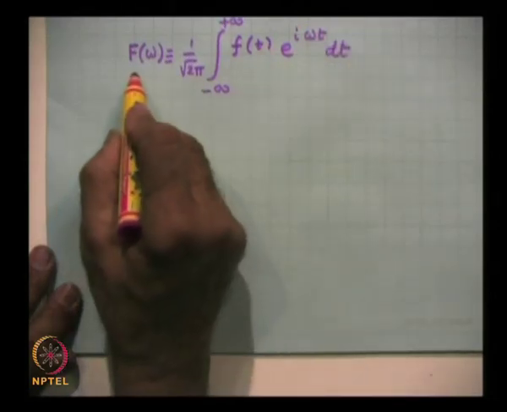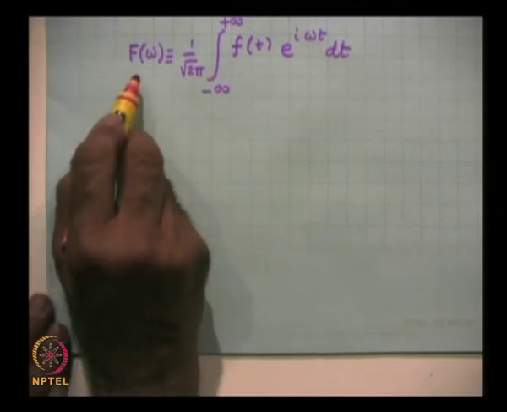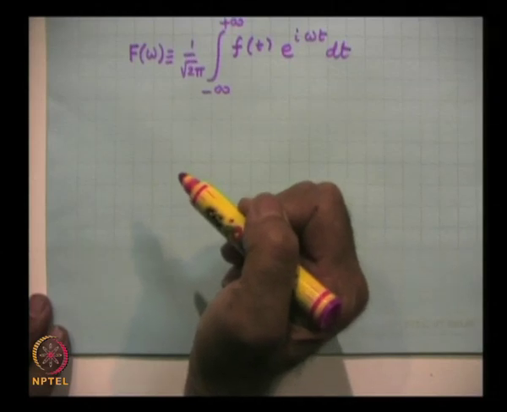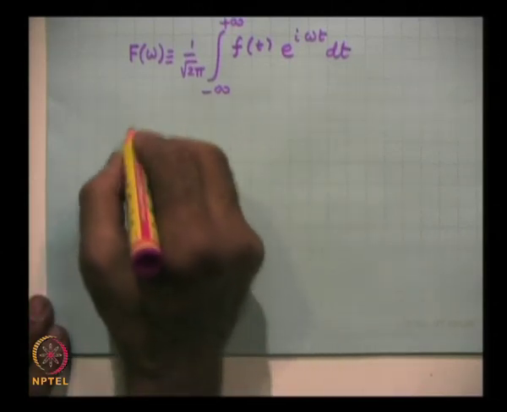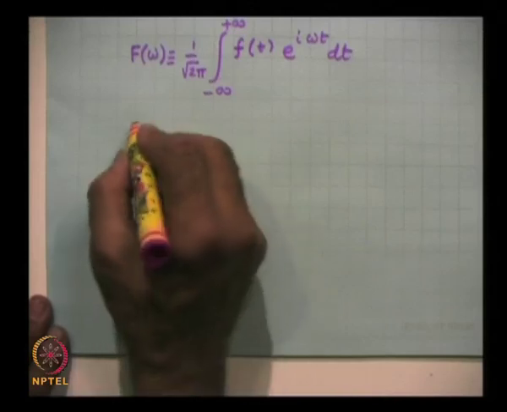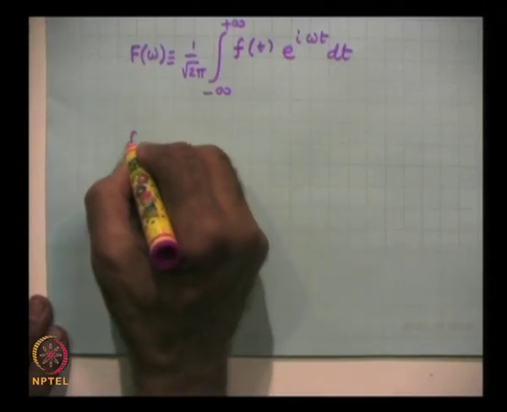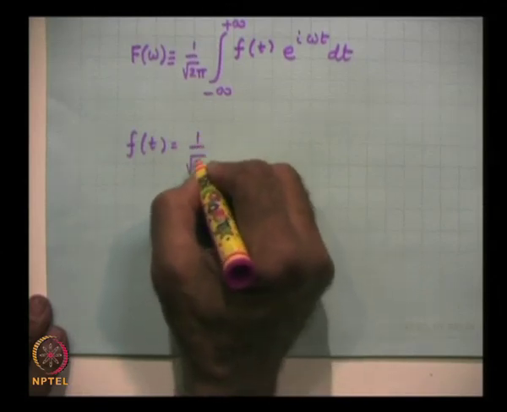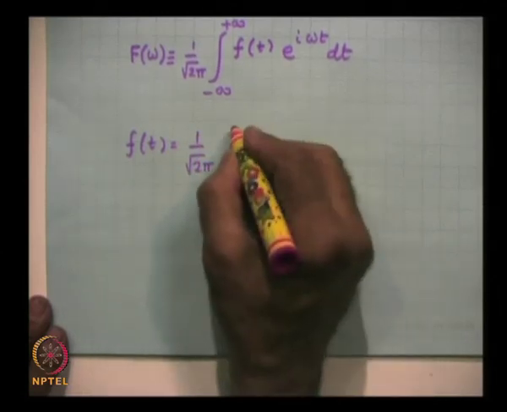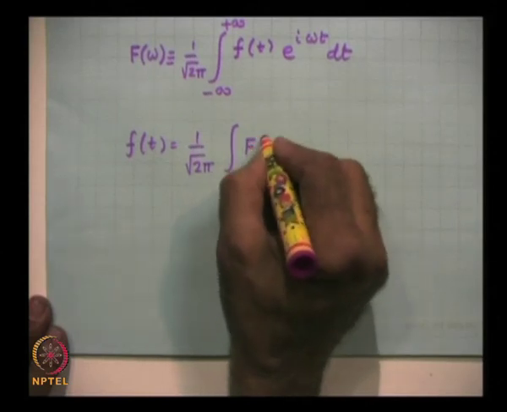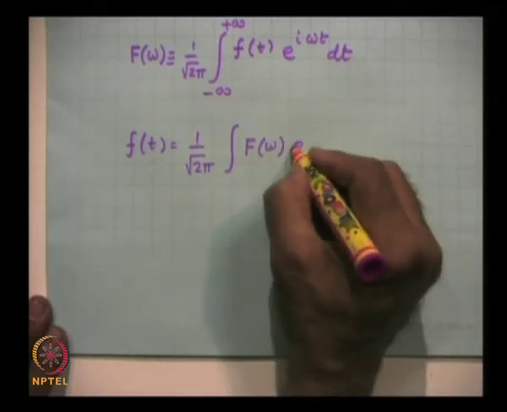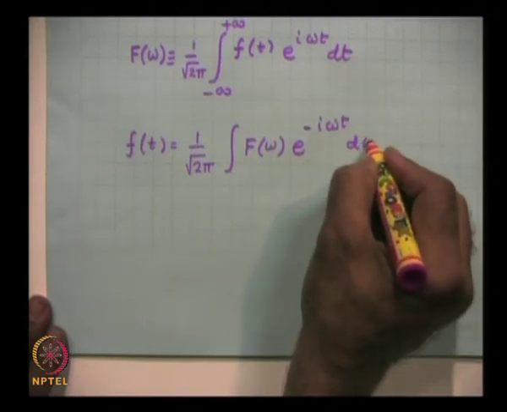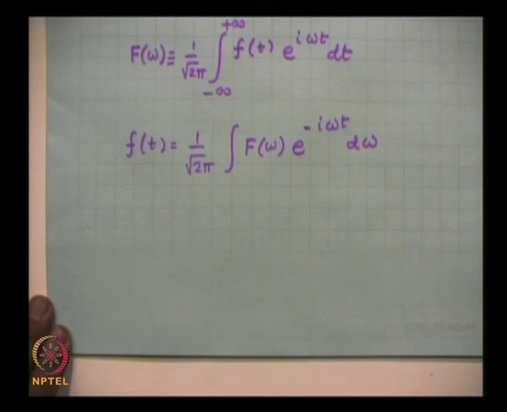This is known as the frequency spectrum, and I will tell you in a moment why. Then the Fourier integral theorem tells us that if I take the inverse Fourier transform, then f of t will become equal to 1 over root 2 pi times the integral of f of omega e to the power of minus i omega t d omega.